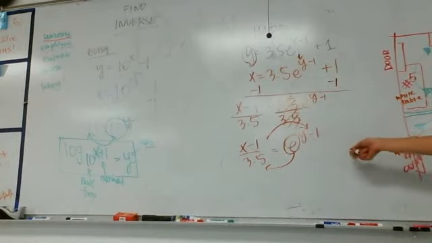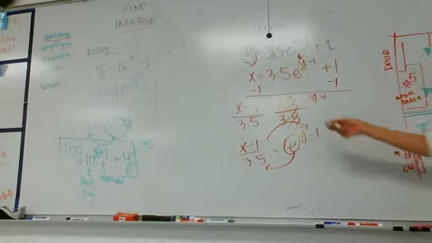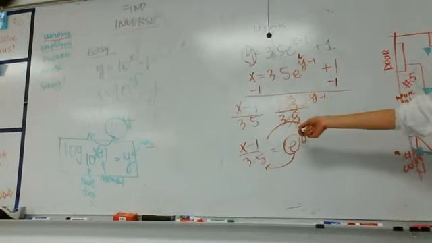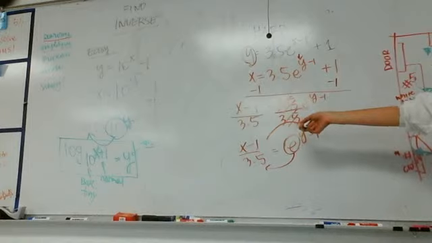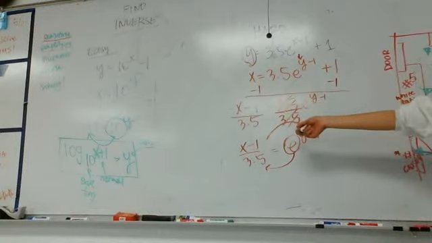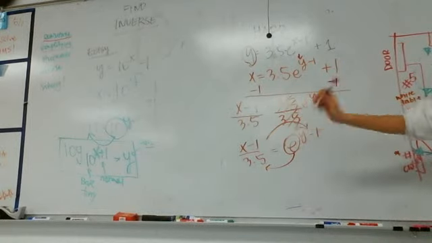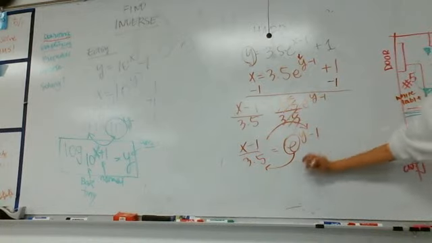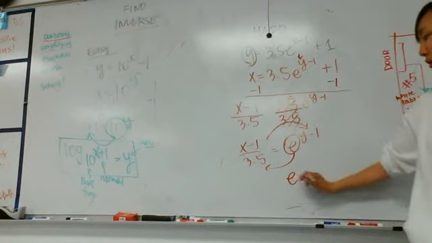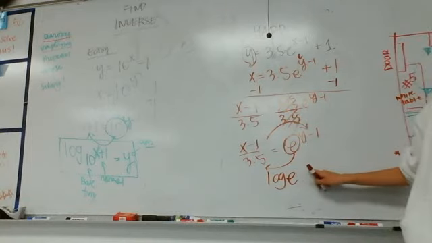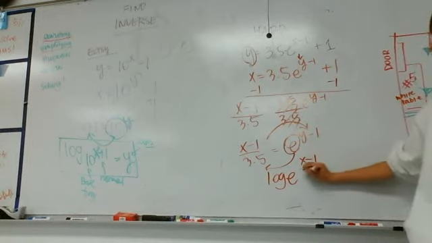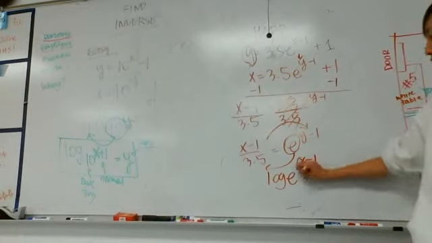So what would this become? Log e. If you don't have a log and you do the circle, a log appears. Whoa, magic. If you have a log and you do the circle, it disappears. Exponential and logarithms, the inverses. So this becomes log base e of x minus 1 divided by 3.5 equals y minus 1.